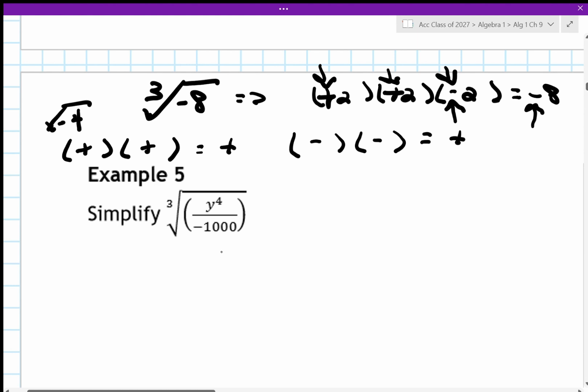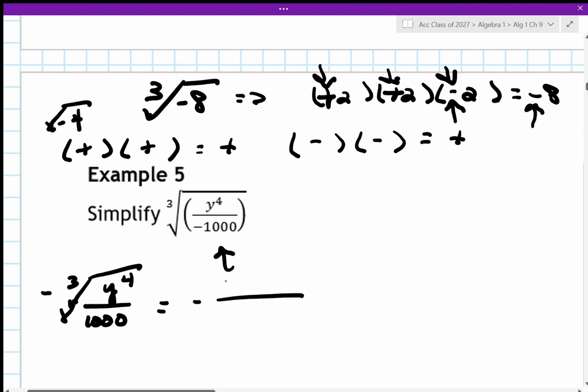So right down here, I'm going to go ahead and start off by saying, well, this is a negative cubed root of y to the 4th over 1,000. Then I'll take care of the fact that right now we have a fraction inside our radical. So I'm going to break this apart and say we got a negative out front, then we have a fraction. The top is cubed root of y to the 4th. The bottom is the cubed root of 1,000.